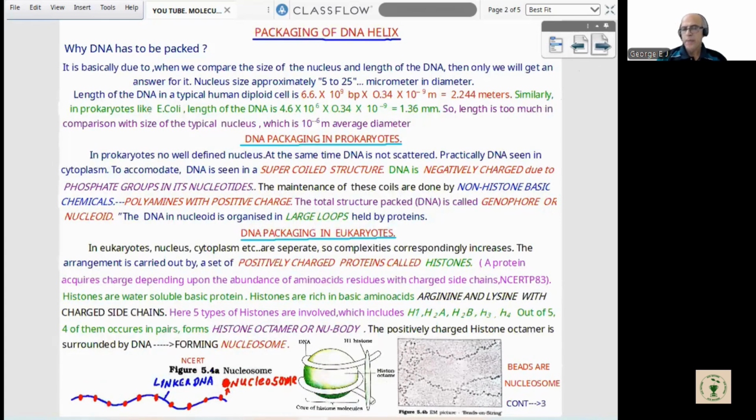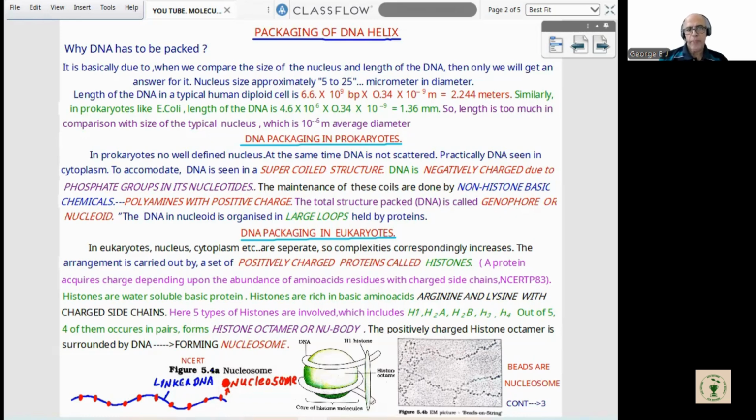Now comes packaging of the DNA helix. First we should know why there is a need for DNA to be packed. The basic reason: when we compare the size of the nucleus and the length of the DNA, only then will we get an idea or an answer for it. Nucleus size is approximately 5 to 25 micrometer in diameter. The range will be there. The length of the DNA in a typical human diploid cell is itself a problem-type question. NCERT has given two problem-type questions.